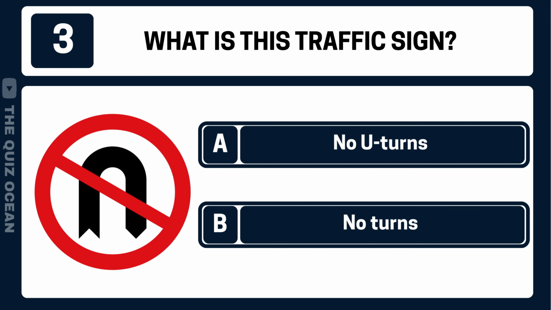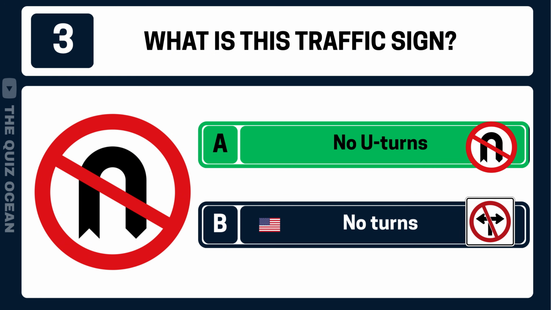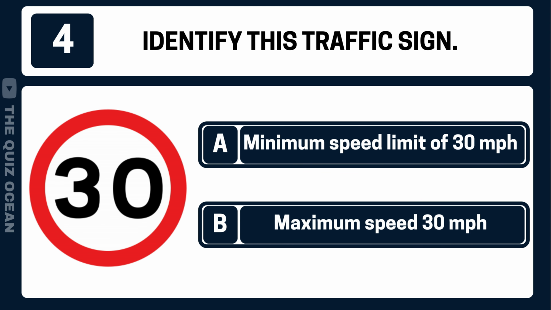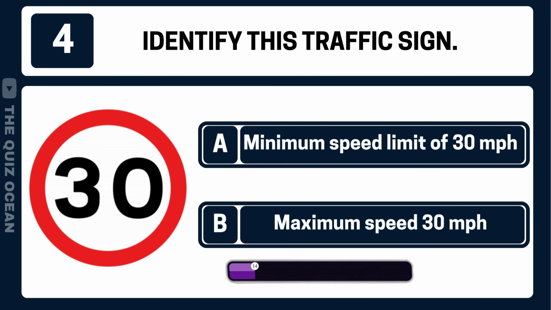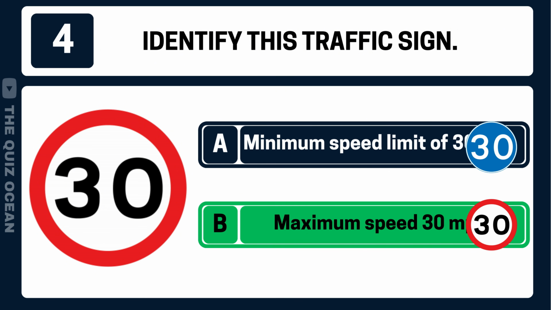What is this traffic sign? A. No U-turns. B. No turns. Correct. This is the no U-turns sign. Identify this traffic sign. A. Minimum speed limit of 30 miles per hour. B. Maximum speed 30 miles per hour. Exactly. This sign indicates a maximum speed 30 miles per hour sign.